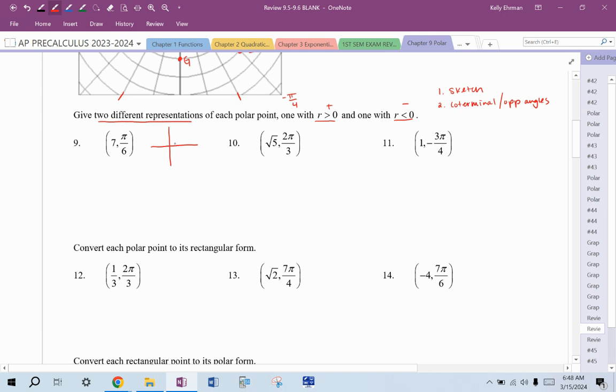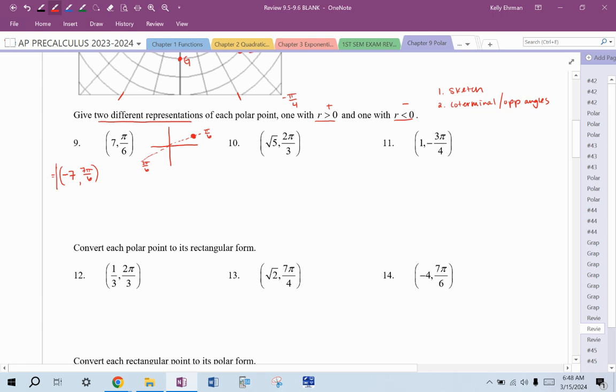So face pi over 6, which I like to just kind of draw in a line here. That's pi over 6. You're supposed to go forward 7. So you're somewhere there in quadrant 1. So how else could we say to get to this point? The first thing I do is always draw the opposite line. So the pi over 6 in the opposite quadrant there would be 7 pi over 6. So one equivalent polar point, a different representation that gets you to the same place: I can face 7 pi over 6 and then walk backwards 7 units, so make r negative 7. If I do that, I'll land in the same place.